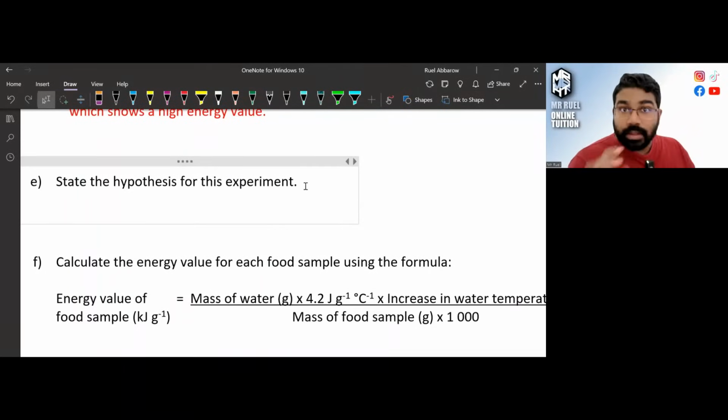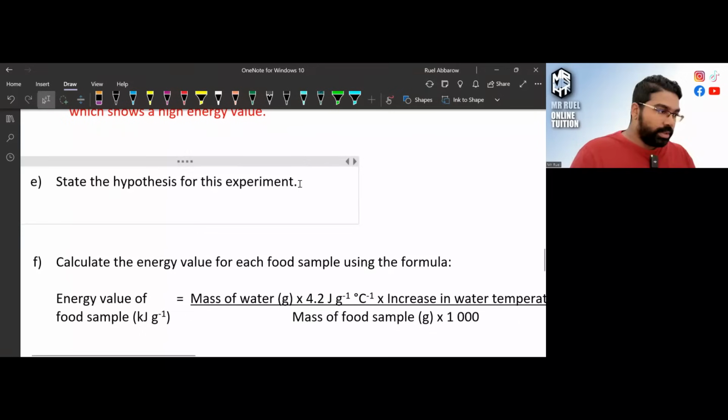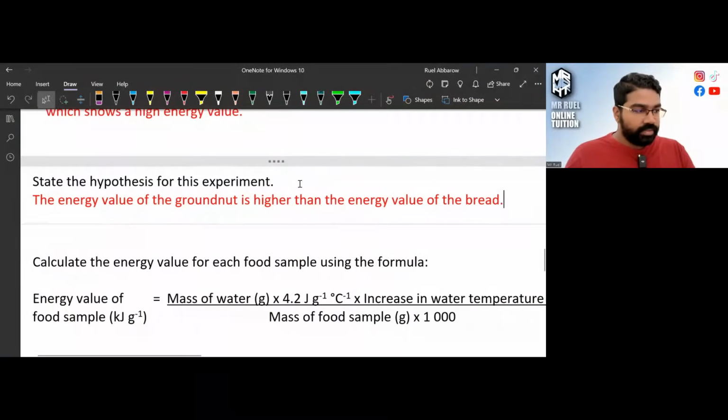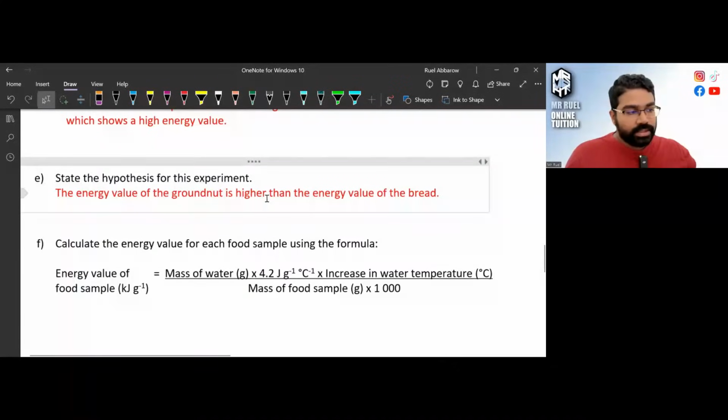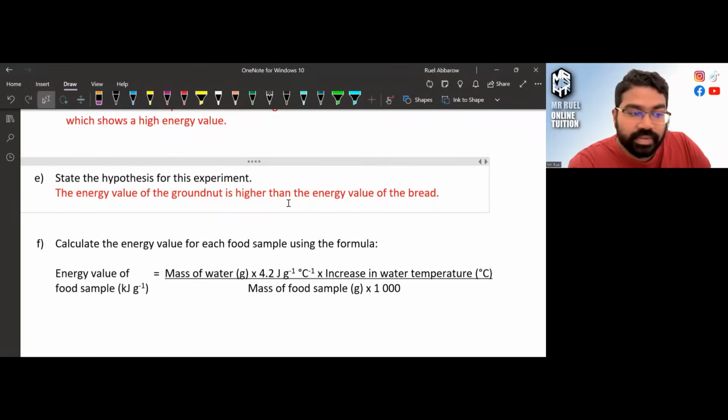So what do we use instead? We use the concluding statement. Use the conclusion for the experiment as the hypothesis. So at the end, what are we going to compare? We're going to compare the energy values. So what is the hypothesis? Which one will be higher? The energy value for groundnut is higher, because it contains lipid. Lipid will release more energy when burned compared to carbohydrate. So in this case, the energy value of the groundnut is higher than the energy value of the bread.